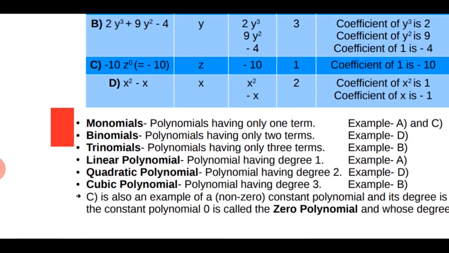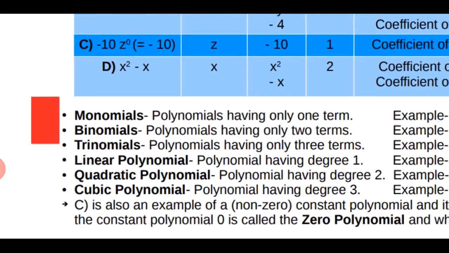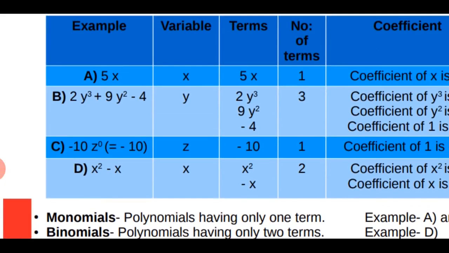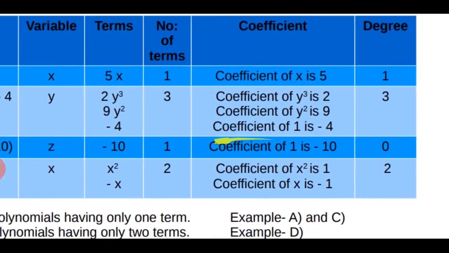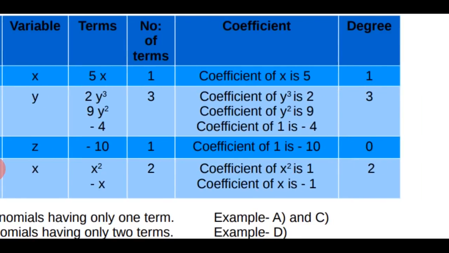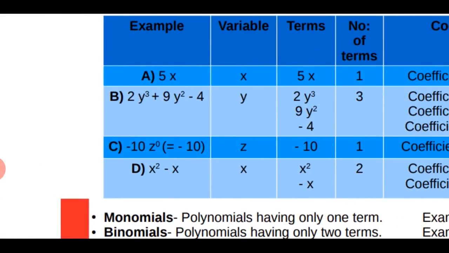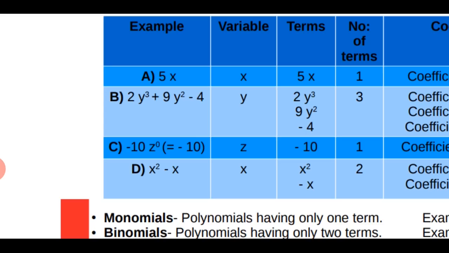Similarly, on the basis of degree, we name polynomials as linear polynomial, quadratic polynomial and cubic polynomial. If a polynomial is having degree 1, if you see the previous table, first you see here, this is degree 1, and it is of 5x. So on the basis of degree, this 5x is known as a linear polynomial.